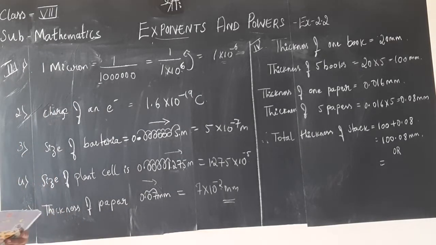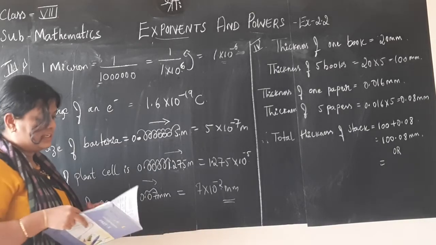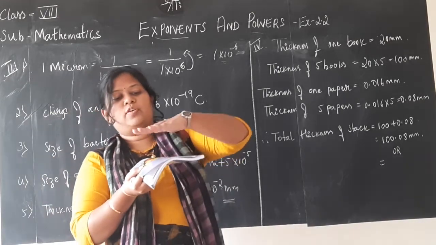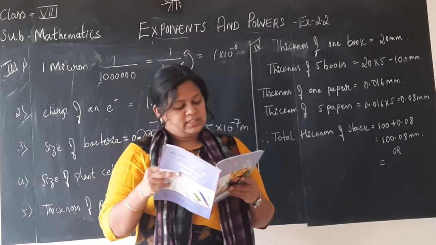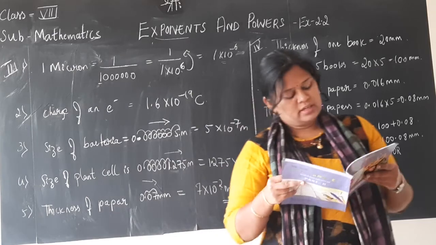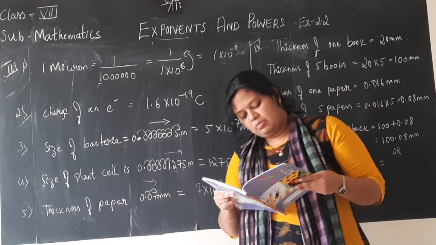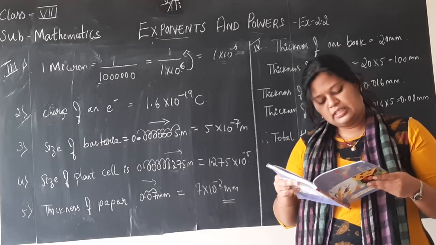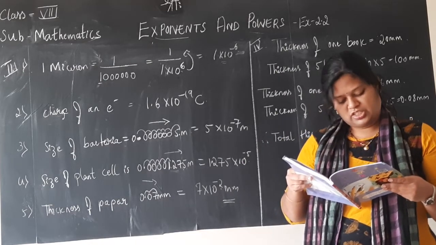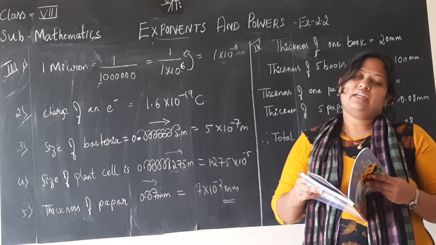Fourth question is a statement kind of problem. Let me read it for you. In a stack, if you are piling the books one upon the other, that is called a stack. In a stack there are 5 books, each of thickness 20 millimeter, and 5 paper sheets, each of thickness 0.016 millimeter. What is the total thickness of the stack?